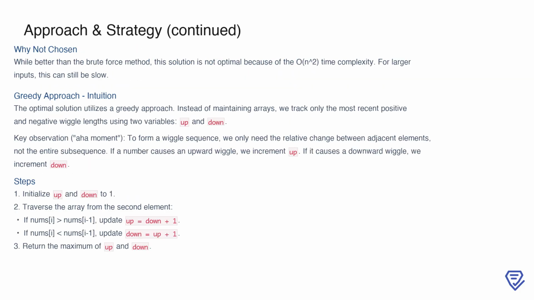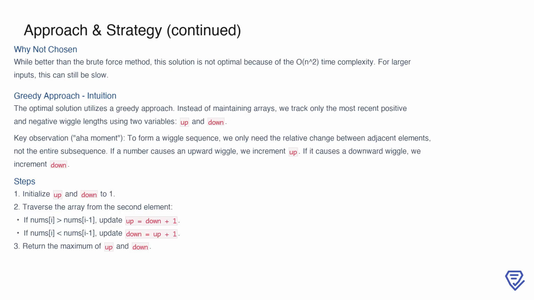While the dynamic programming method is an improvement, it still isn't optimal for larger inputs because of its n squared time complexity. To address this, we use the greedy approach, which is both simpler and more efficient. The key insight here is that we don't need to track the entire subsequence, just the relative changes between adjacent elements. Instead of using arrays, we use two variables, up and down, to track the lengths of the longest wiggle subsequences where the last difference is positive or negative, respectively.